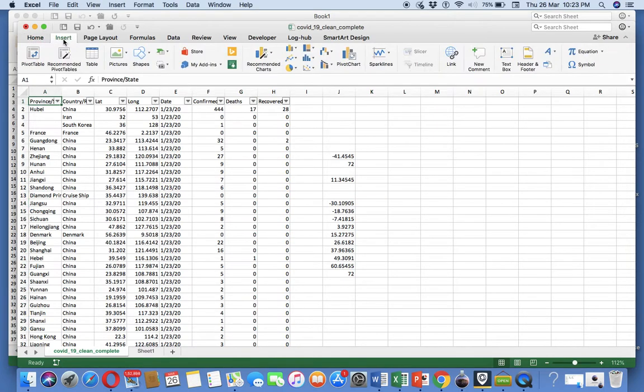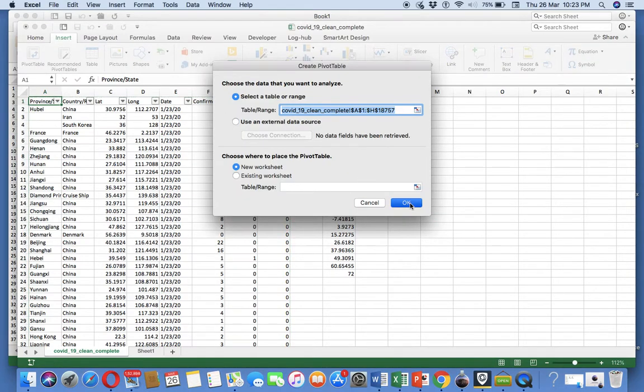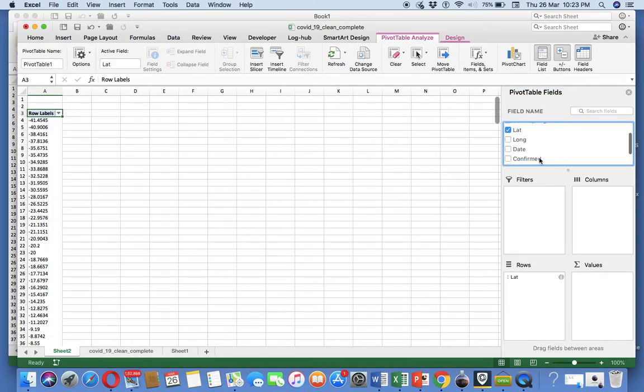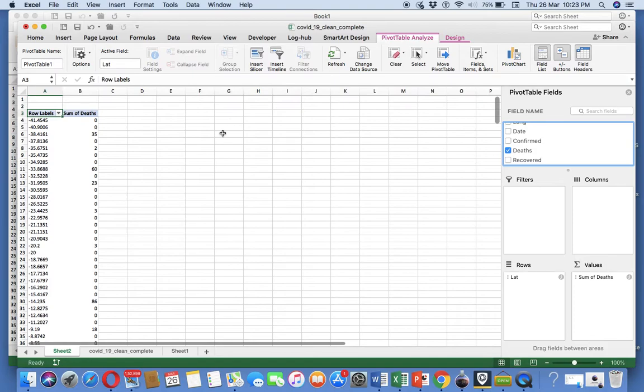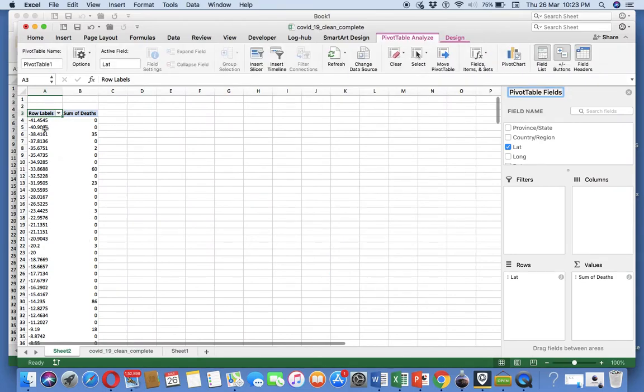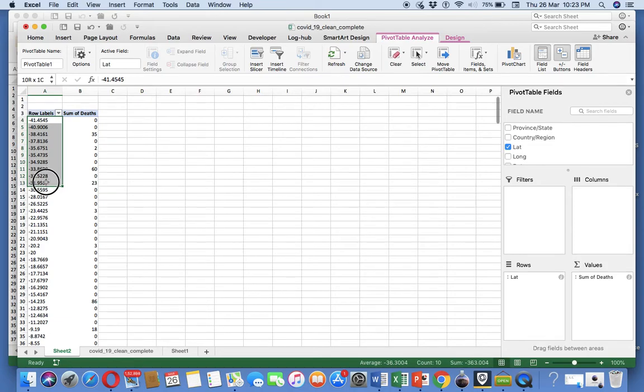I will go to insert, I will do a pivot table, and I'll say OK, and you'll understand this a little better. So here I will take the latitude, right? And here I will take the deaths, right? And then I've already defined the latitudes here. Less than minus 30. So minus 30 would come somewhere here. Minus 30, yep.